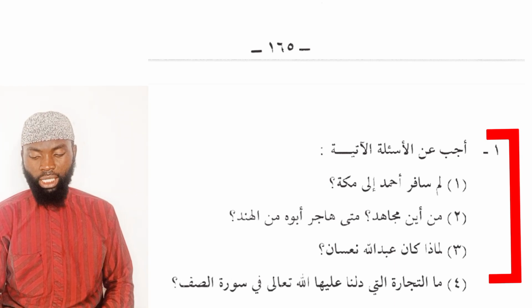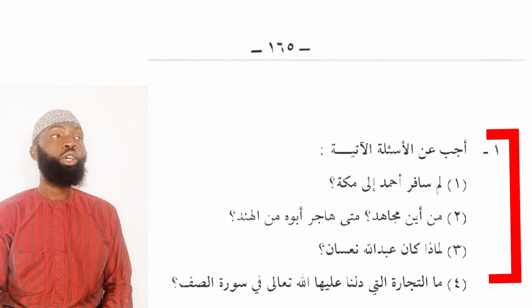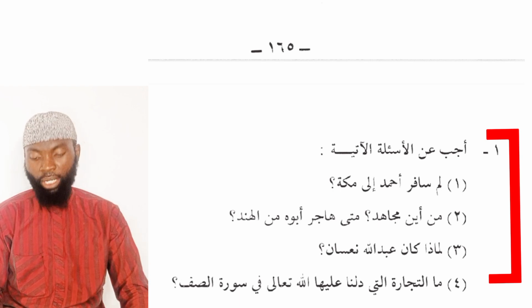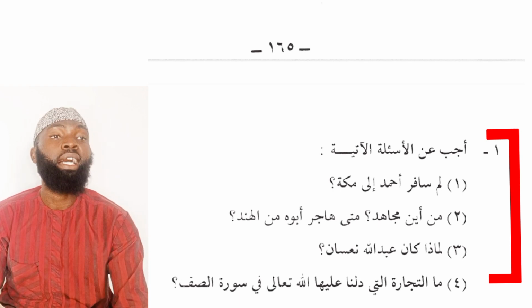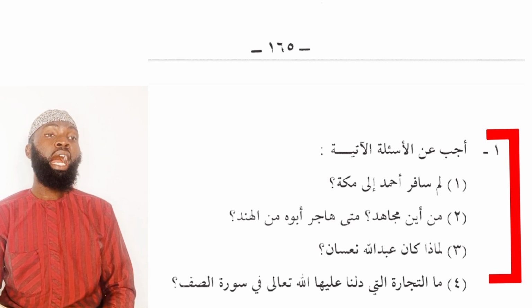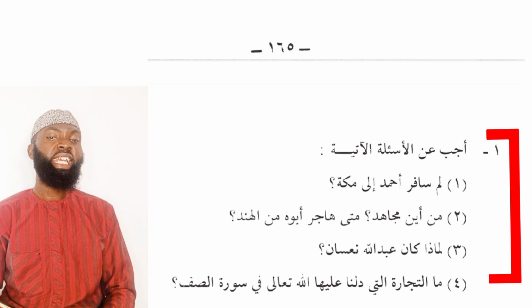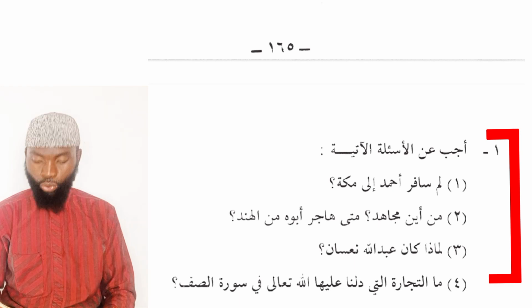Number 2, "Min aina mujahidun?" Where is Mujahid from? "Huwa aslan min al-Hindi." He was from India. "Walakinnahu ulida fi Australia." But he was born in Australia. "Mata hajara abuhu min al-Hind?" When did his father migrate from India? "Hajara wa huwa shabun." He migrated while he was a youth.